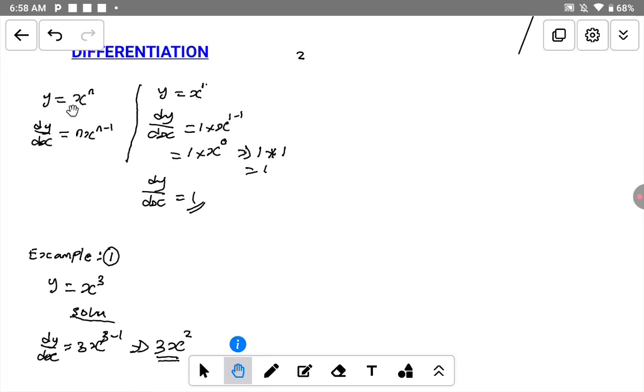If you give an example that y is equal to s raised to the power of n, this means the index multiplied by the base, and you subtract 1 from the index. That is the solution to it. So do you get it now? That is the step-by-step to solve any differentiation question.